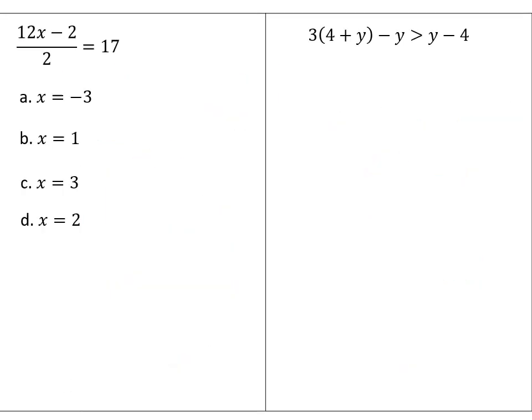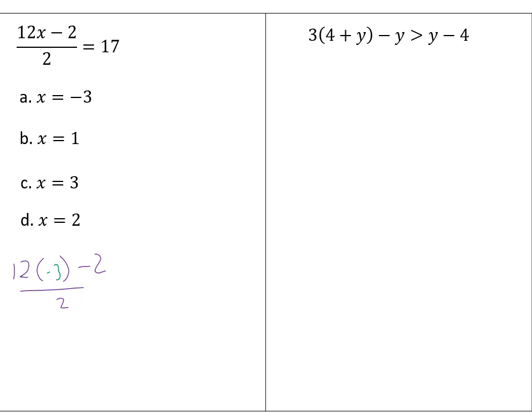Unpausing the video, we're going to go ahead and take care of the one on the left. We've got an equation, and we've got 4 possible answers that x could be. I'll just start plugging it in. So I'm going to start with the 12 times something over 2. And let's just plug in the -3 there first. What does that give us?